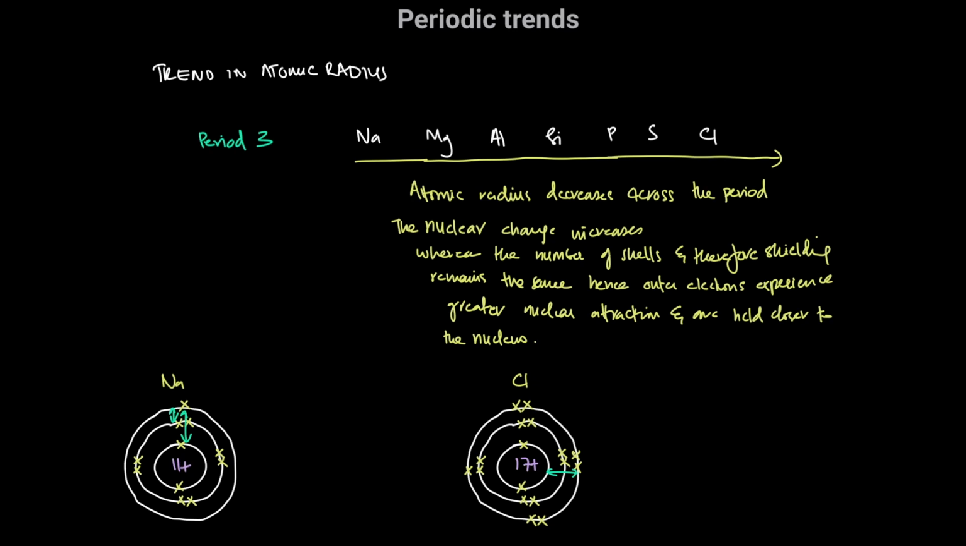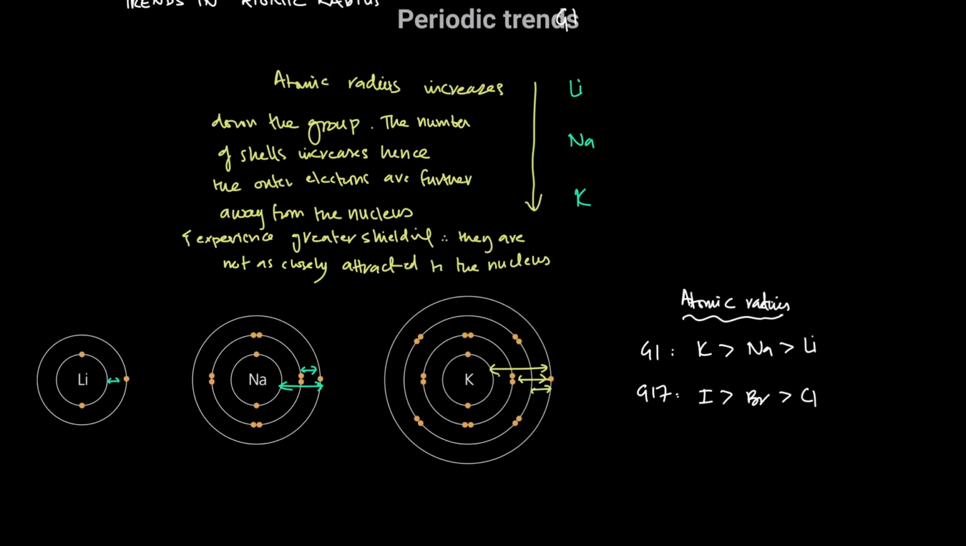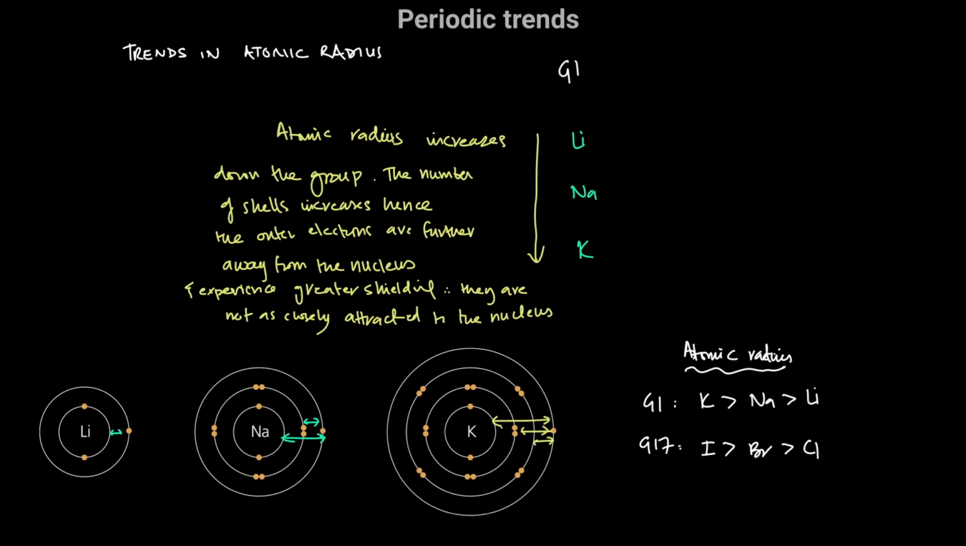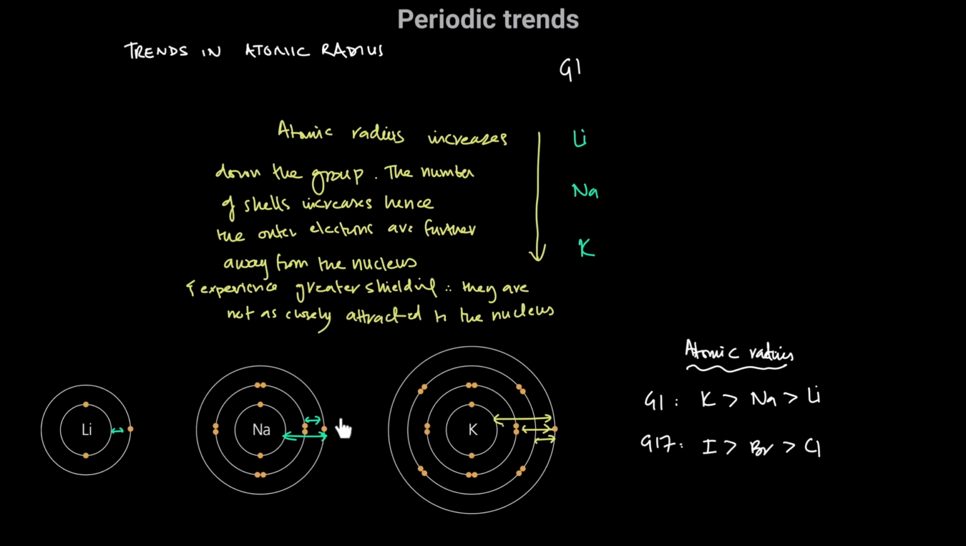Over here, of course, when we say the nuclear charge increases, the reason why is because the number of protons in the nucleus is increasing, right? So that means that the nucleus is increasingly positively charged. The positive charge in the nucleus increases across the period. You also have an increasing nuclear charge down the group, right? We know that potassium would have a greater nuclear charge than sodium, and sodium would have a greater nuclear charge than lithium.